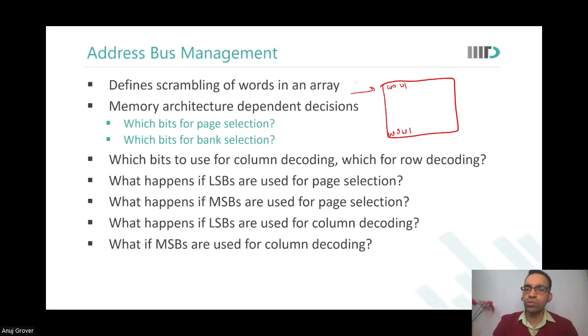I could have row 0 selecting the topmost row, or it could be selecting the bottommost row. That is a choice I have as a designer, no? Yes, sir. Or I could actually write row 0 somewhere here and then go this way and then go that way. I can do whatever I wish to do as a designer. Are you able to see this?